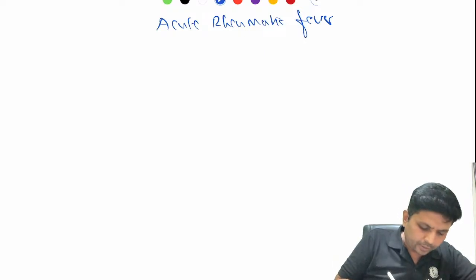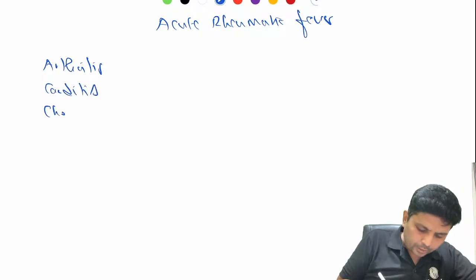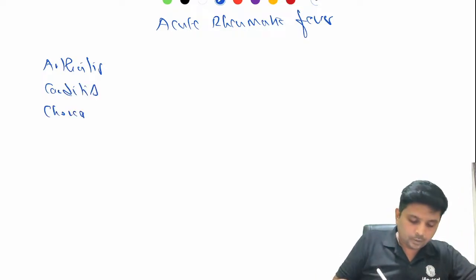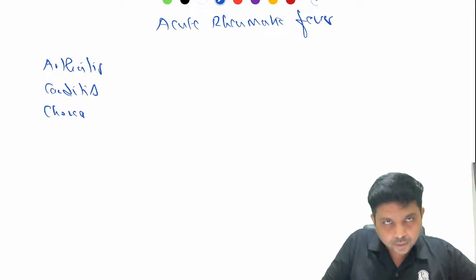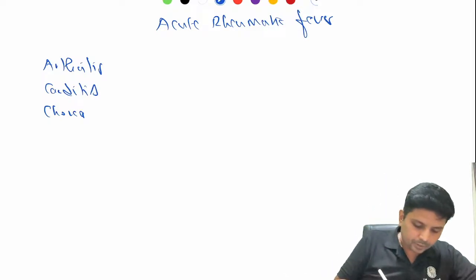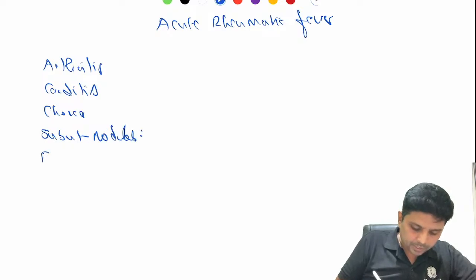Whenever any child presents, you have major criteria: arthritis, carditis, chorea, subcutaneous nodules, and then the skin lesion called erythema marginatum. This is the major criteria.